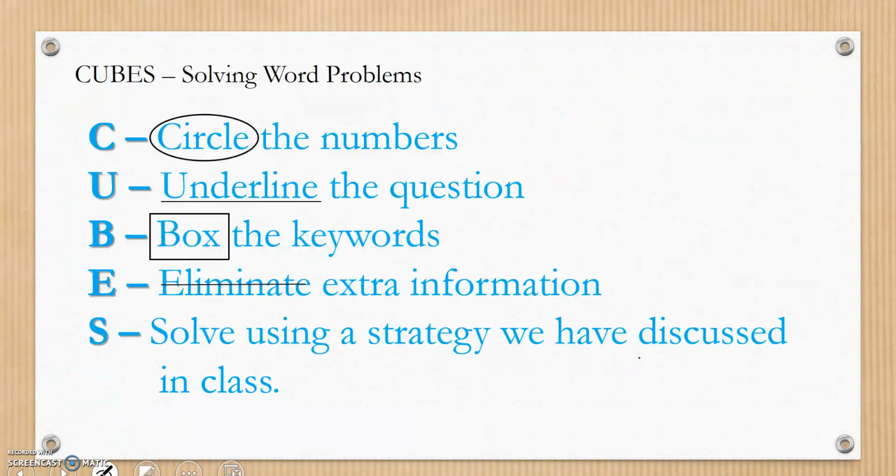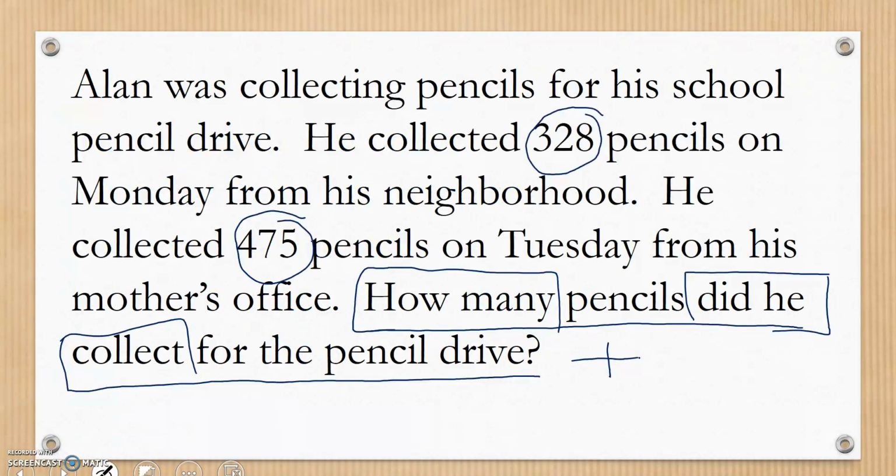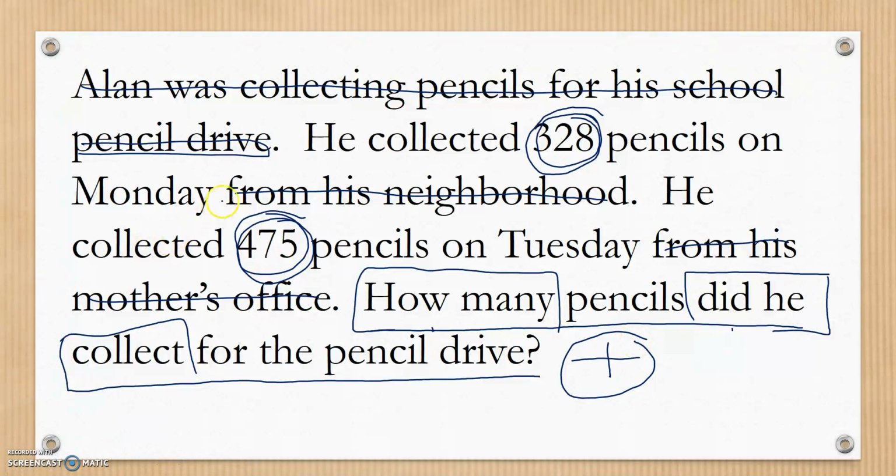My next step is I'm going to eliminate extra information. I don't need to know that it was for a pencil drive. I don't need to know where he got them from, his neighborhood or his mother's office. I just need to know that he collected 328 on Monday, 475 on Tuesday, and I need to know how many did he collect, and I'm adding. So now I want you to pause the video, and I want you to use one of your strategies to solve this problem.